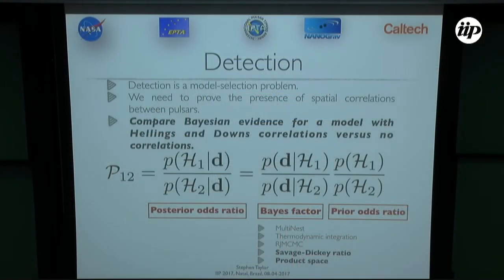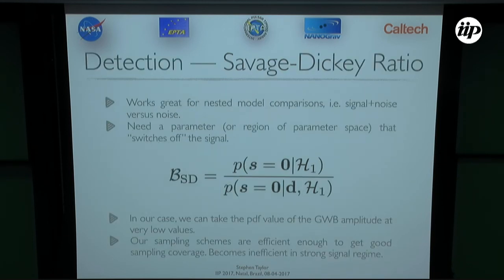And the techniques that we actually use, or have been using in the recent past, are the Savage-Dickey density ratio and the product space method, and they're used for different things. So first of all, Savage-Dickey works great when you've got nested models. So for example, one of the models you might care about might be just noise alone as a description of your data. The other model might be signal plus noise. So in that case, you've got a nested model because noise alone is a special case of the signal plus noise. You need to identify a parameter, or at least a region of parameter space, which essentially switches off your signal.